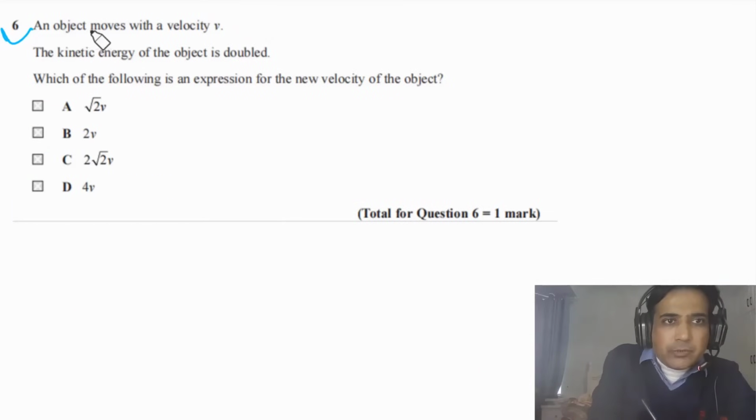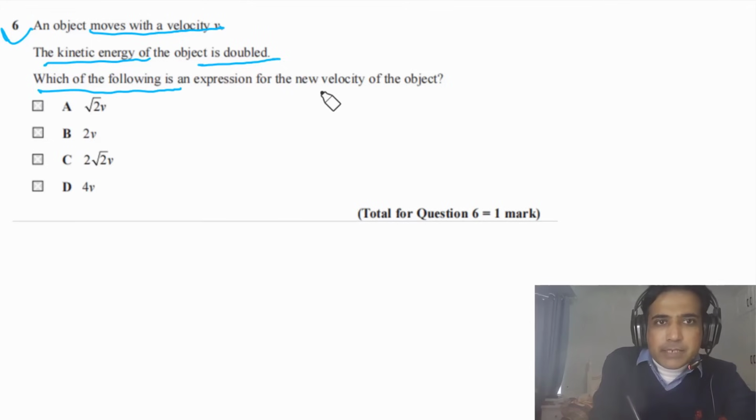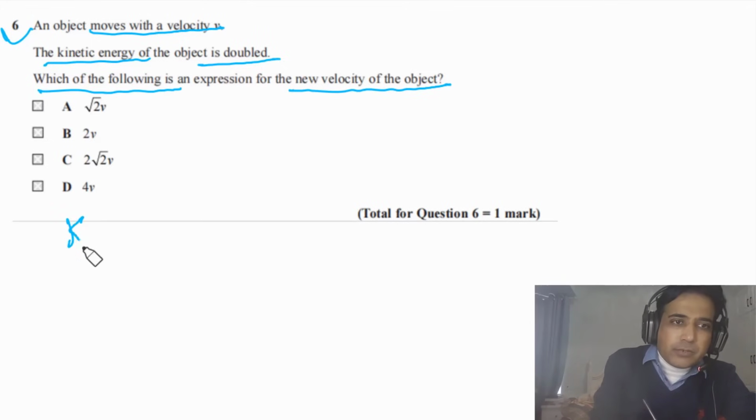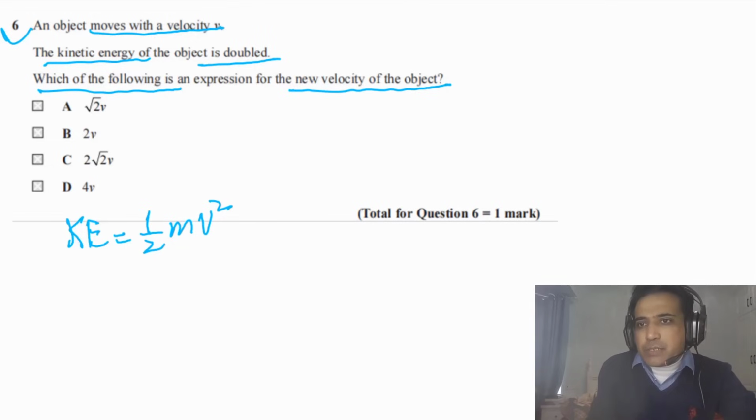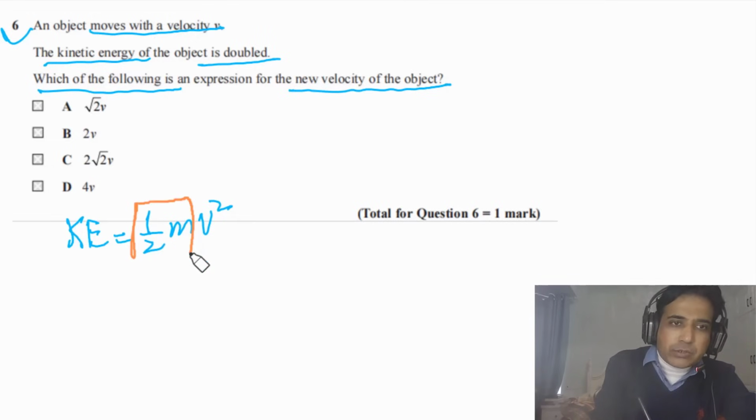Question 6 says an object moves with a velocity v. The kinetic energy of the object is doubled. Which of the following is an expression for the new velocity of the object? So simply we can start this question with kinetic energy. Kinetic energy is equal to 1/2 mv squared. From here you can see that m/2 is constant. The mass of the object is not changing.